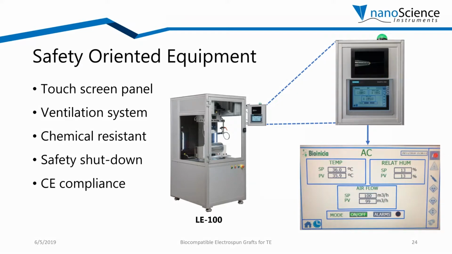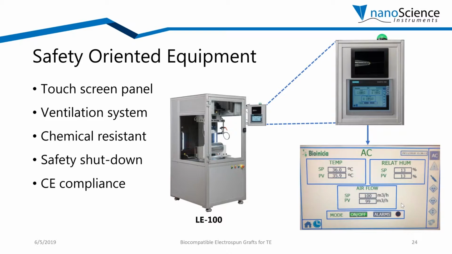At the right side, you can see we're operating right now in the AC mode, so you have temperature, relative humidity, and airflow. But then we also can control the voltage, flow rate, emitter displacement, in this case X, Y, and Z axis, and then we also have the option to control the rotation of the drum or any rotating collector. All units operate outside of the fume hood thanks to the ventilation system that is implemented.